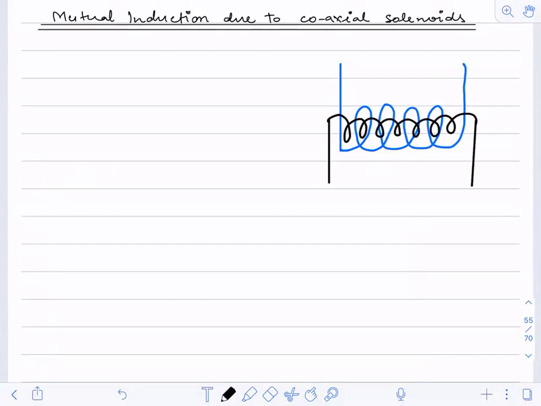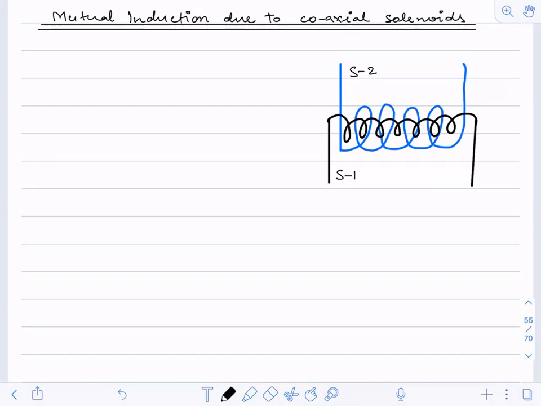These are the two coils. I hope the figure is clear. They both are coaxial coils. This is the S1 coil. This is S2. Solenoid 1, solenoid 2.